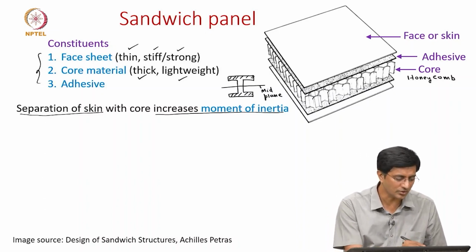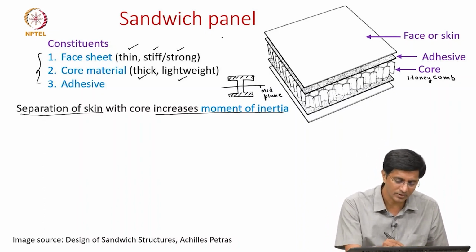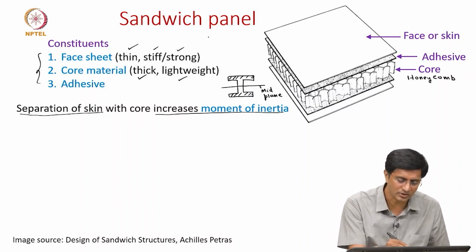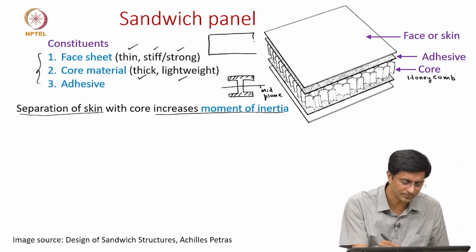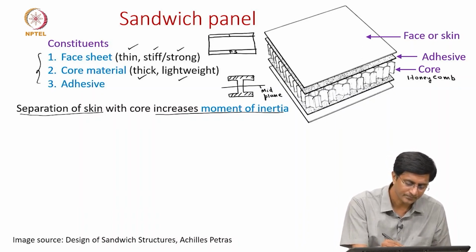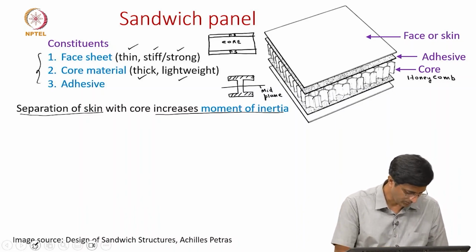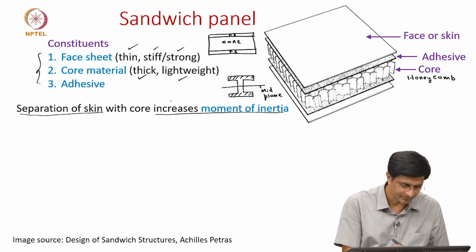So we are focusing on thick and stiff face sheets. If I have to show this sandwich panel as a cross section, this is how it is shown. You have a face sheet at the top and a face sheet at the bottom, and in between is the core. This is the mid surface we are showing.